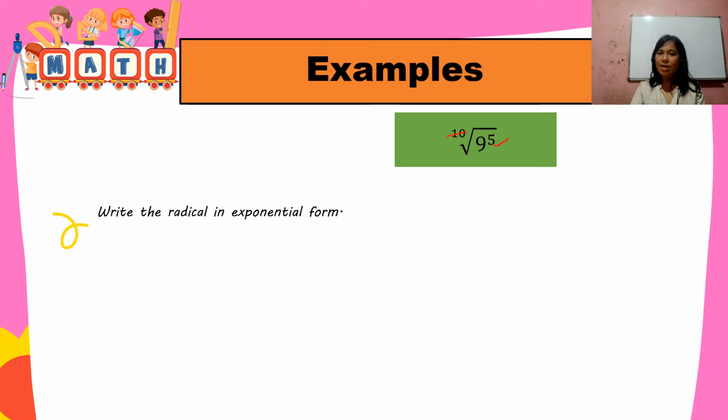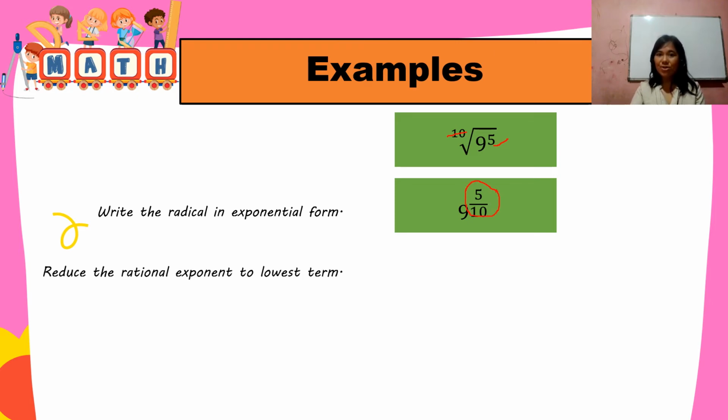Okay? Una, transpose mo muna siya into radical form. So, that must be 9 raised to 5 over 10. Okay? Tapos, yung 5 over 10 mo, yan, it's very clear, na kaya mo siyang i-reduce. Okay? So, reduce the fraction to lowest term or the rational exponent. So, 5 over 10 is definitely equal to 1/2. Okay? So, magiging exponent mo na ngayon is 1/2.